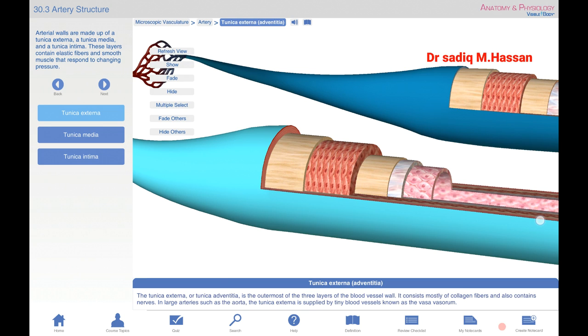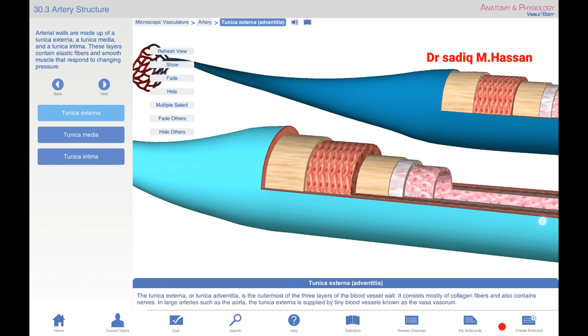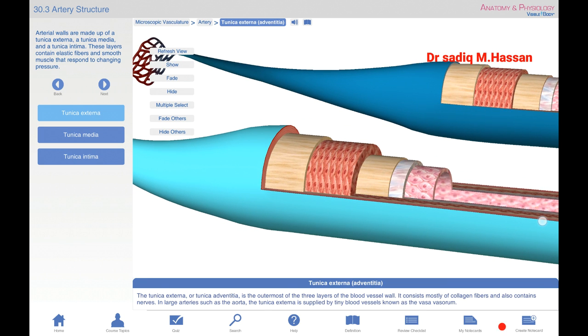In a large artery such as the aorta, the tunica adventitia or tunica externa is supplied by a thin blood vessel known as the vasa vasorum. The blood vessel itself, subhanallah, as you see.